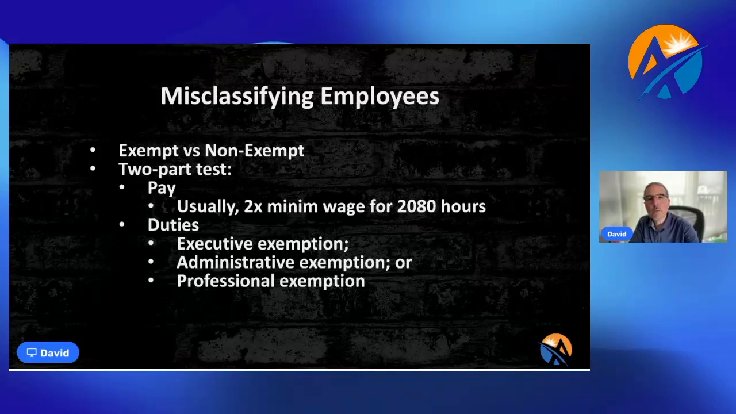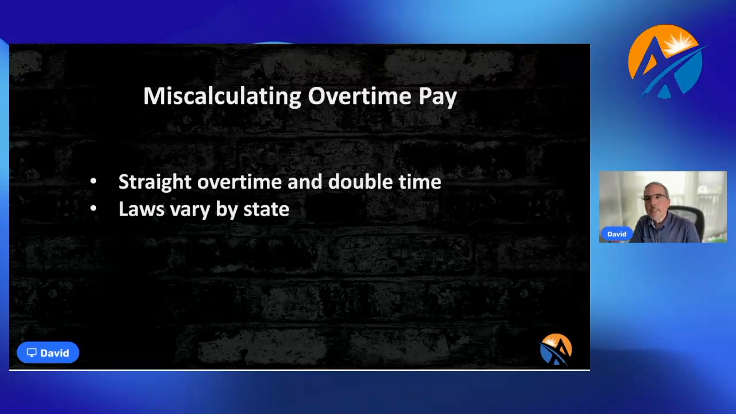It occurred in 2011. So the next is miscalculating overtime pay. This one seems obvious, right? Anything over 40 hours in a week is overtime, but it is unfortunately not that simple. For example, in California, anything over 8 hours in a day is overtime, even if you work less than 40 hours in a week. So overtime rules can vary from state to state. Also, states may have different rules for double time as well.